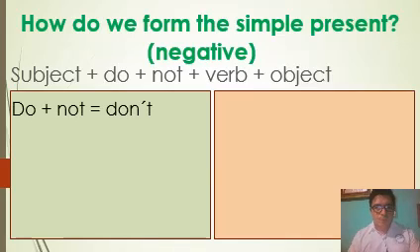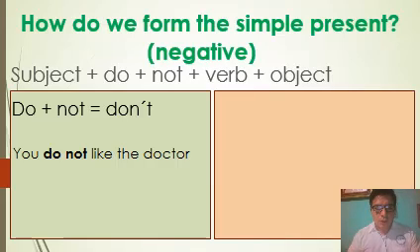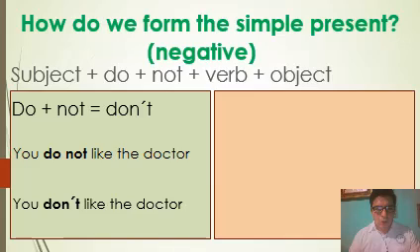Do and not go together and make don't. We eliminate the o, and it becomes don't. For example, you do not like the doctor. If we switch it, we get: you don't like the doctor. Simple.